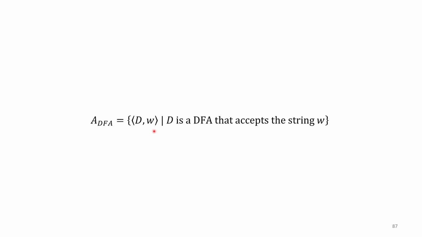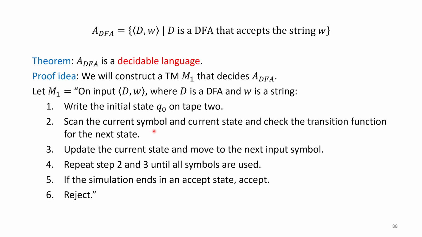And again, if we're just assuming this is over the binary alphabet, W might need to be encoded in binary as well, using the same strategy that we just followed. What I want to show is that this language is actually a decidable language, meaning we can build a Turing machine that actually decides this. Now to do that, we're going to have to use pseudocode. So I've got a pseudocode description here.